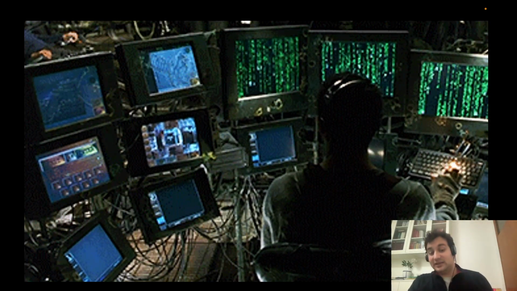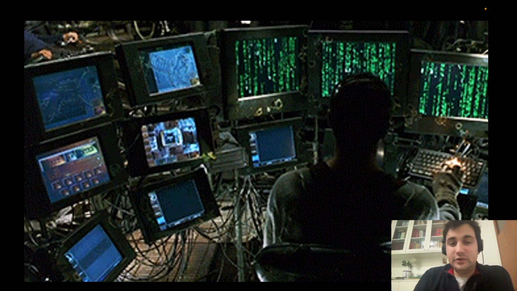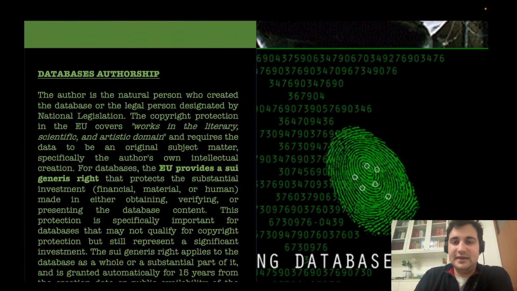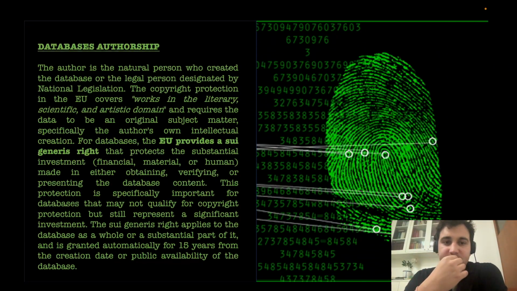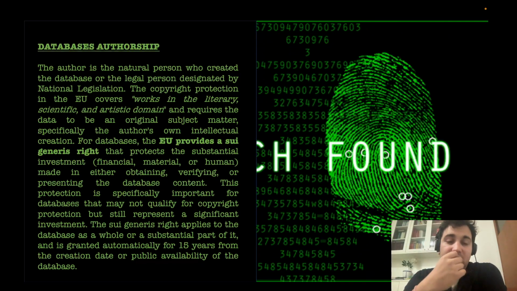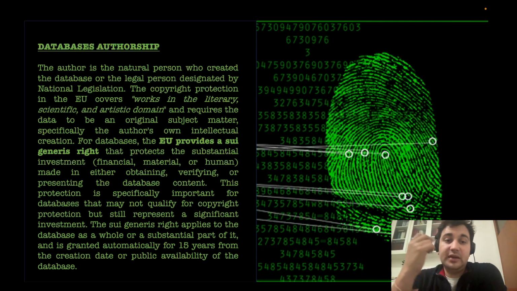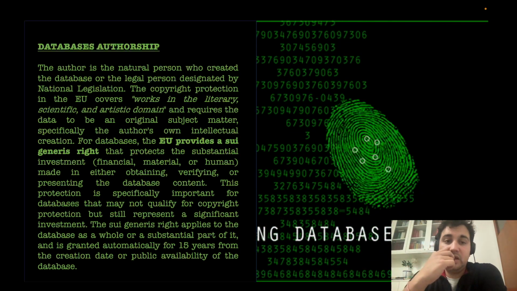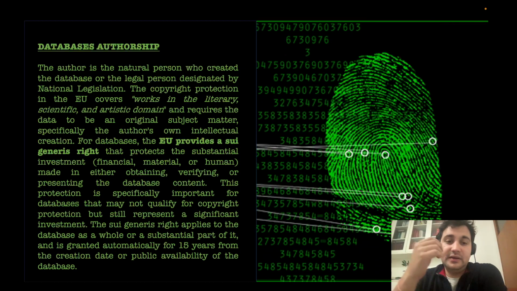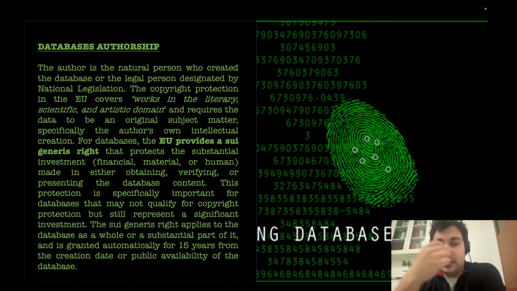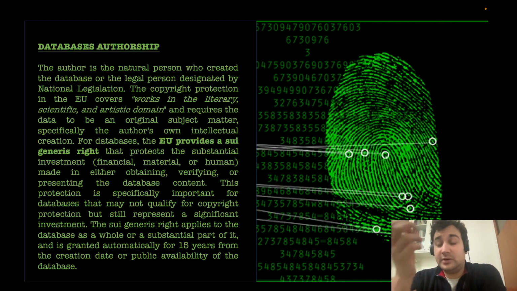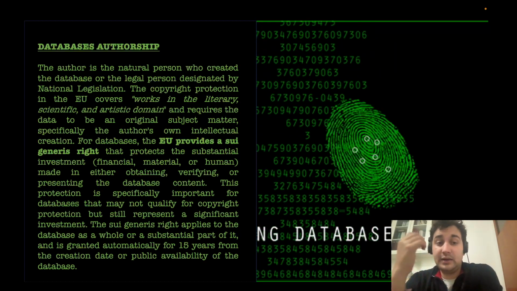And now the part that I love most, honestly, that is the one related to contemporary technology, so copyright authorship and tech. So let's talk about databases first, and database authorship. Normally, copyright protection in the European Union covers works in the literary, scientific, and artistic domain, and would require the work to be original subject matter, specifically the author's own intellectual creation.